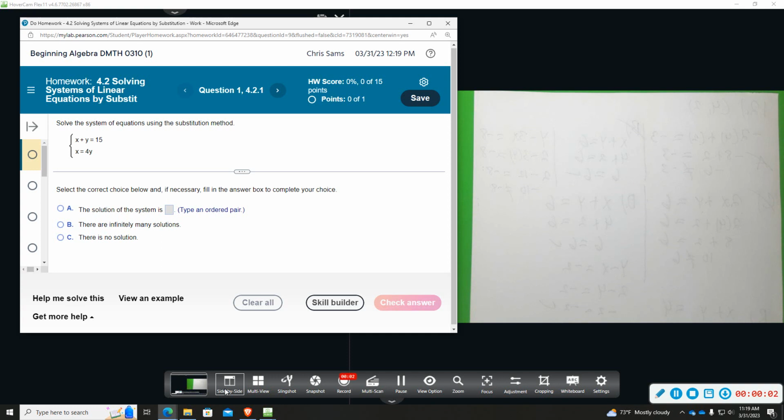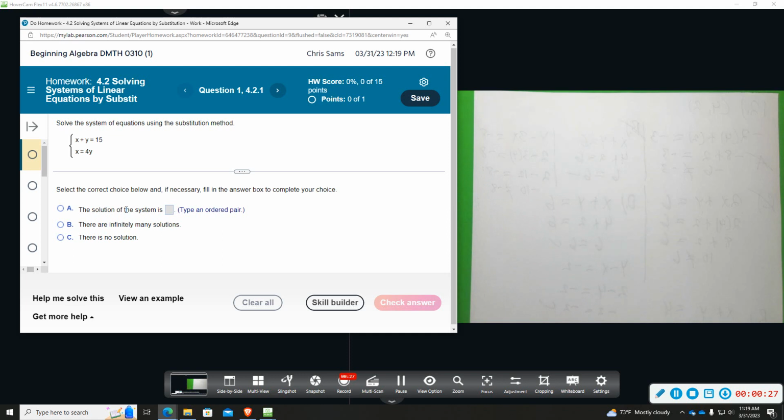All right, so chapter 4.2, we're going to be solving systems by substitution. What we're looking for is that either the x variable or the y variable is by itself on one side of the equal sign. We're going to set it equal to the remaining characters on the other side, and we're going to plug one equation into the other and solve it.